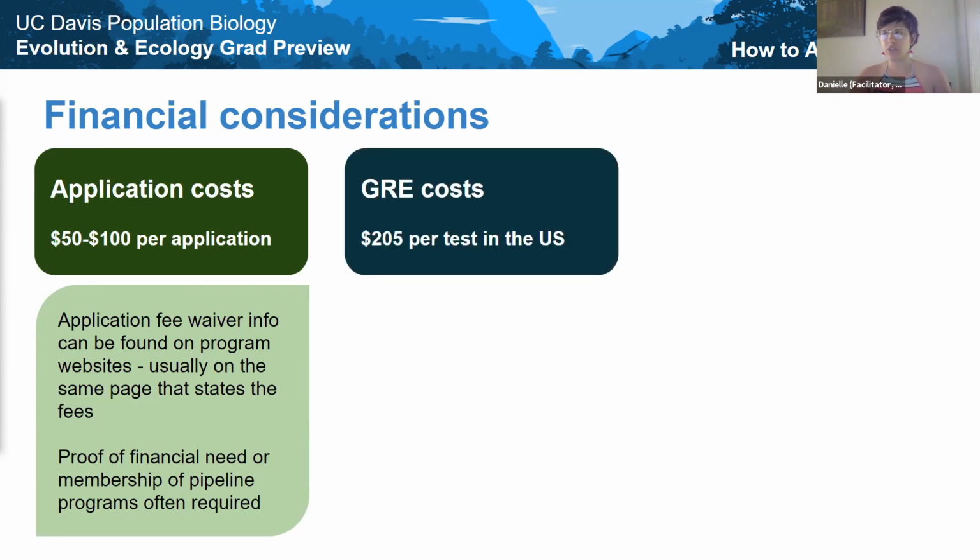Another cost is the GRE. This is $205 per test. However, not every school will require the GRE. So you could be applying without even taking this test.